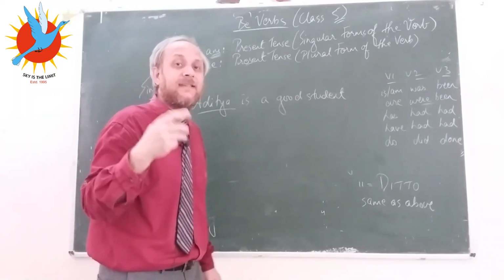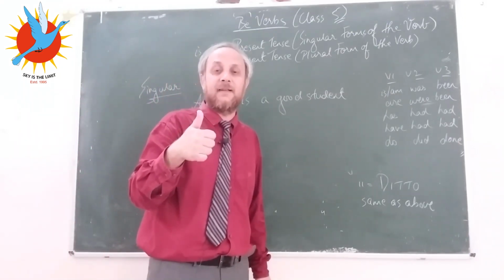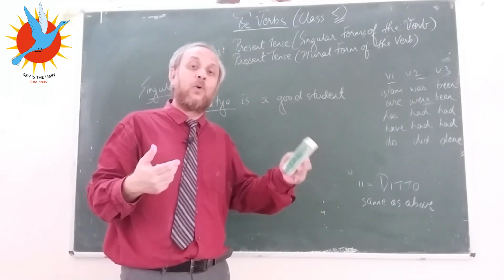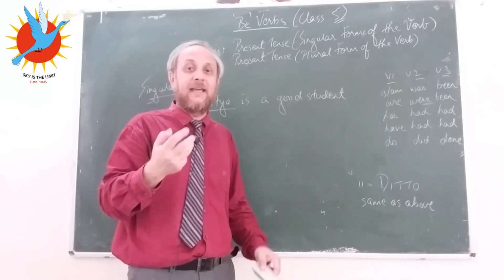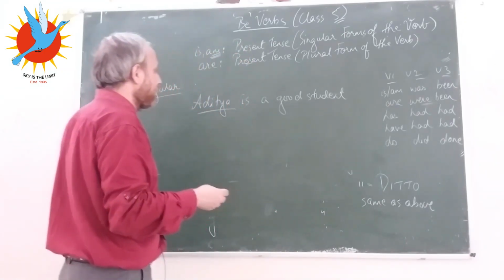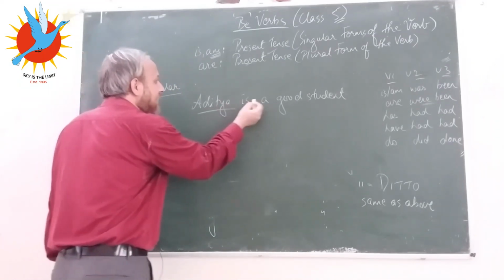So remember first person, second person and third person. The first person is the one who's speaking, the second person is the one who's spoken to, and the third person is the person or the thing that is being spoken about. So let's say Aditya is a good student.